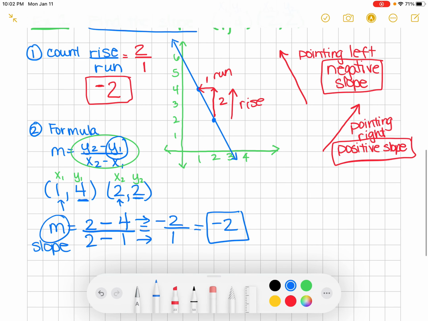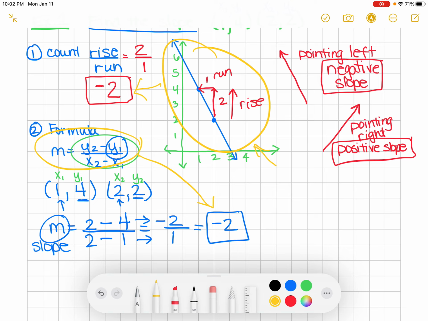So both ways, whether I did it on the graph up here, this way, I still got -2. And when I did it with my formula, I still got -2. So you should get the same thing both ways. But on your homework, you will have which way you're supposed to do it. If they're showing you a graph, you're going to just count. And if they give you points, you're going to use your formula.